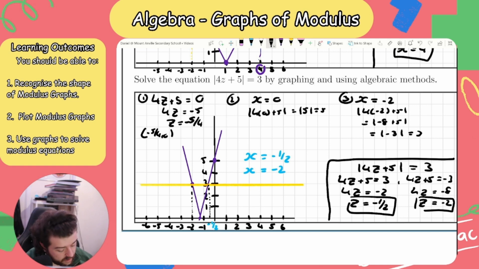Oh, did I say x? I meant z. But you get the point anyway. So there you go. That was me from the graph, and that was me doing it algebraically.